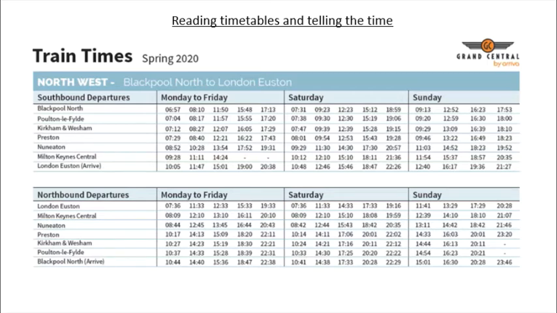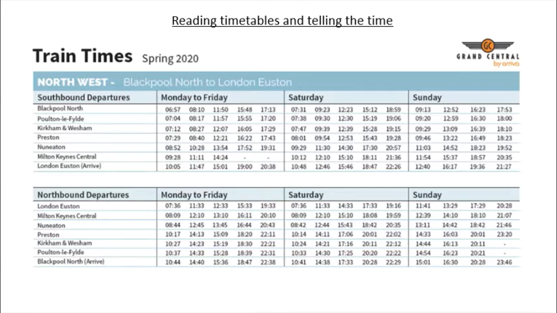This week we are looking at timetables and telling the time. This is an example of a train timetable. It's a real train timetable of a train that runs between Blackpool North and London Euston. So that is north and south in England.